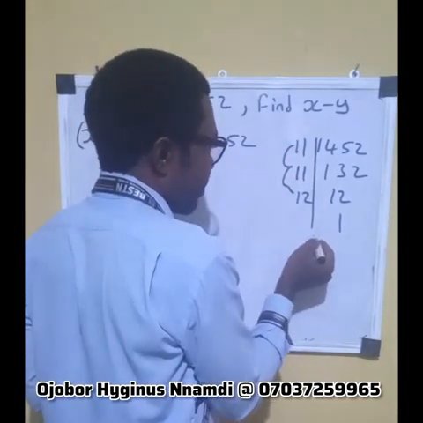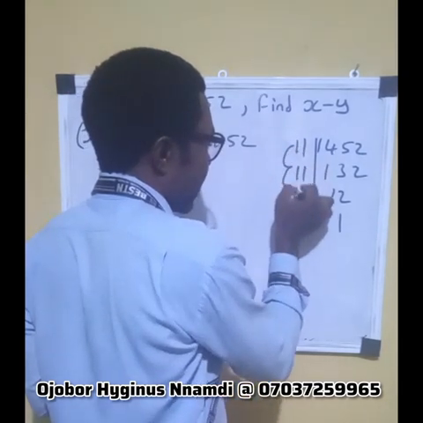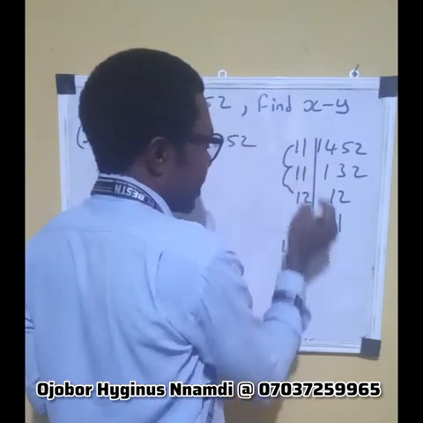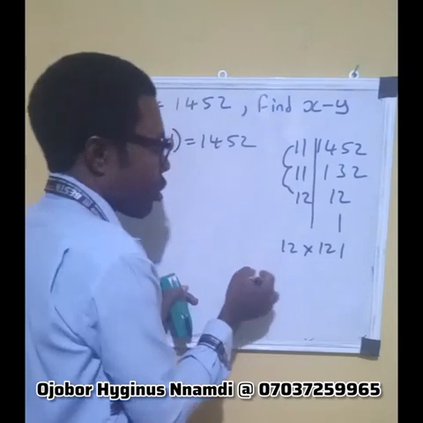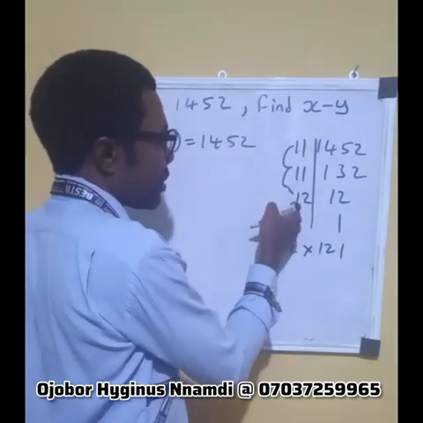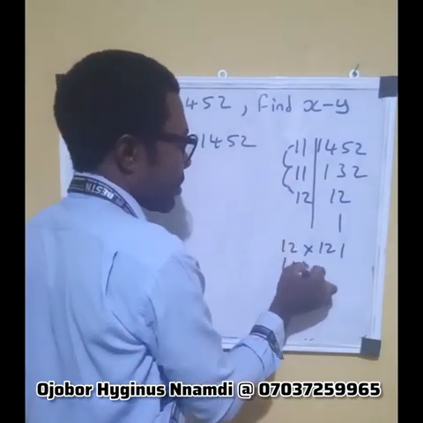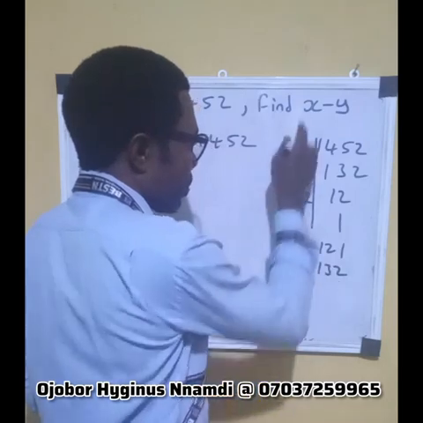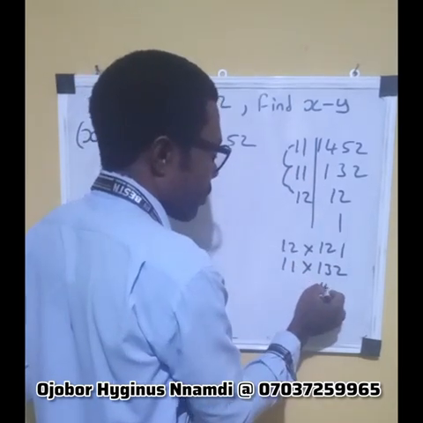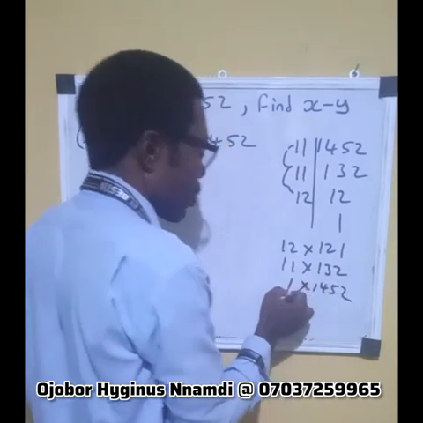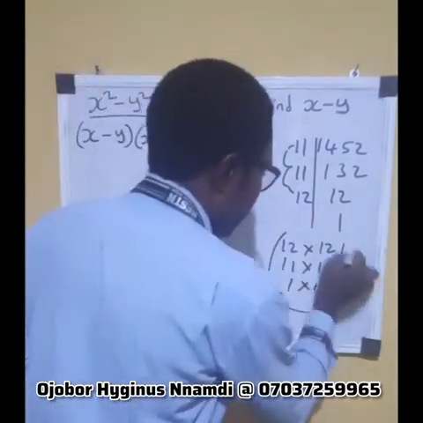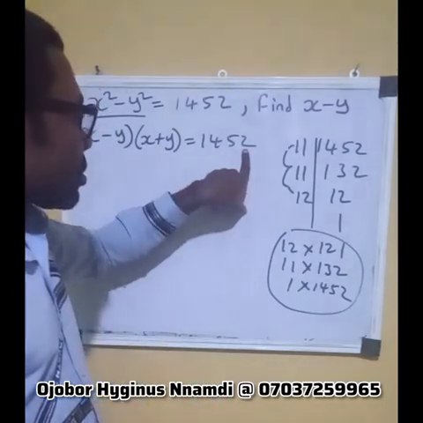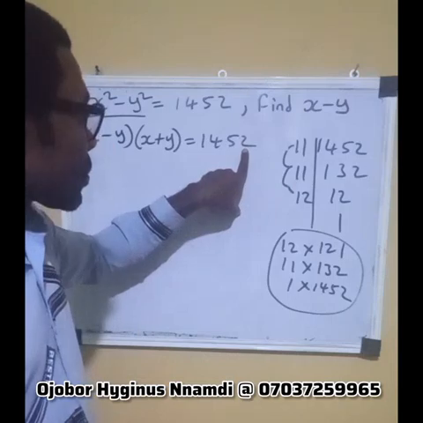So two factors that will give us this: either multiply these two and leave this one, probably 12 times 11 times 11, which is 121. Or you multiply these two and leave this one, that is 11 times 12, which gives us 132. Or you multiply the three of them to give us 1452 times 1. So these are the three possible pairs of numbers whose products give us 1452.